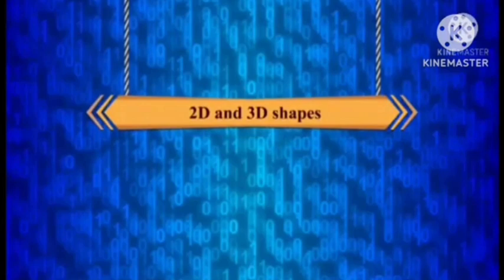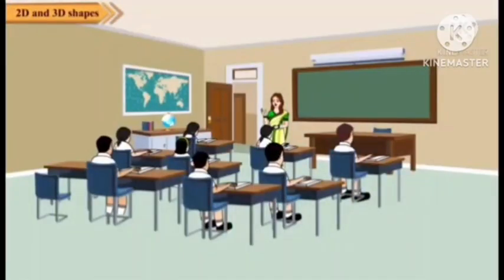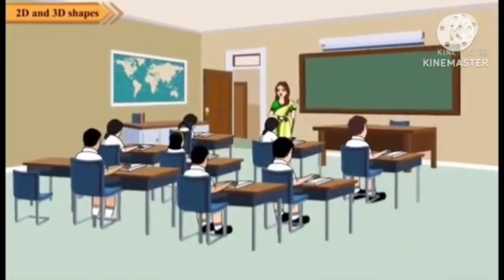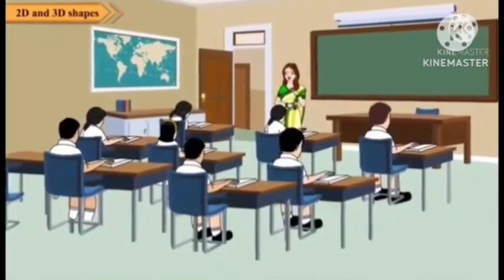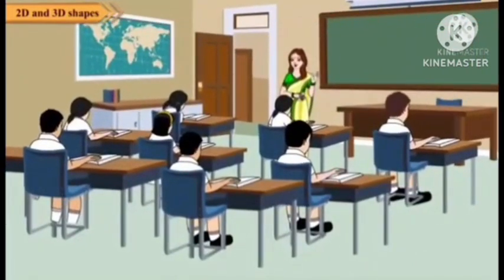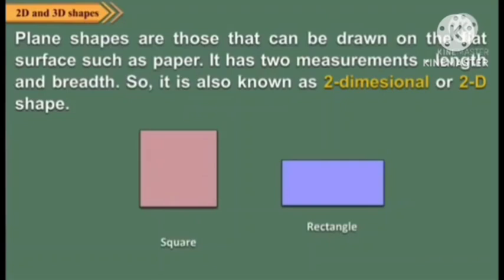2D and 3D shapes. Children, you have learnt about plane and solid shapes in class 2. Let us now revise and consolidate our knowledge. Plane shapes are those that can be drawn on a flat surface such as paper. They have 2 measurements, length and breadth. So they are also known as two-dimensional or 2D shapes.